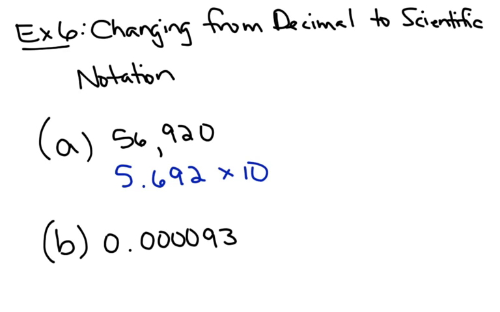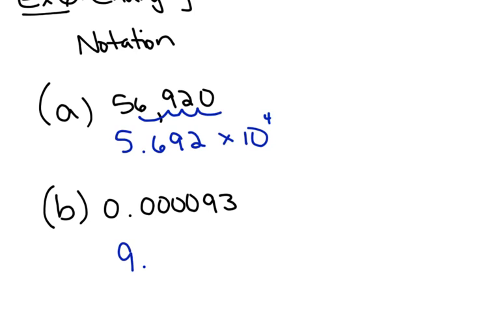If the number is an amount of money you'd like to have, it's probably a positive exponent. I would like to have $56,920. So 1, 2, 3, 4 spaces is where I move the decimal. In B, the first two non-zero numbers are 9 and 3, so that's where I'm going to move the decimal. Do I want $0.000093? Well, that's not even a penny, so no. That's going to be a negative exponent. 1, 2, 3, 4, 5 spaces, and it's a negative.